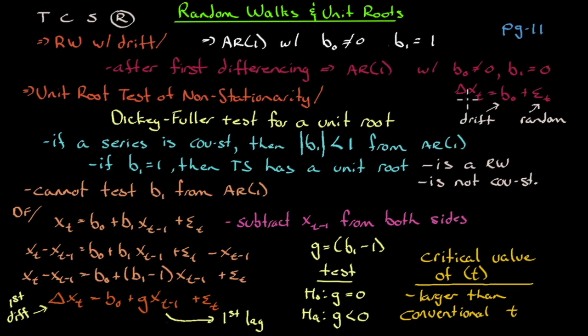So what are you going to get? Your first difference, your change in xt. Remember, with just the random walk, the change in xt was equal just to the error term. Now it's equal to b naught plus the error term. So it's equal to the random component plus the drift component. The drift component is b naught. In other words, we expect period over period the value of xt to change by some constant amount plus a random term. That is the drift.